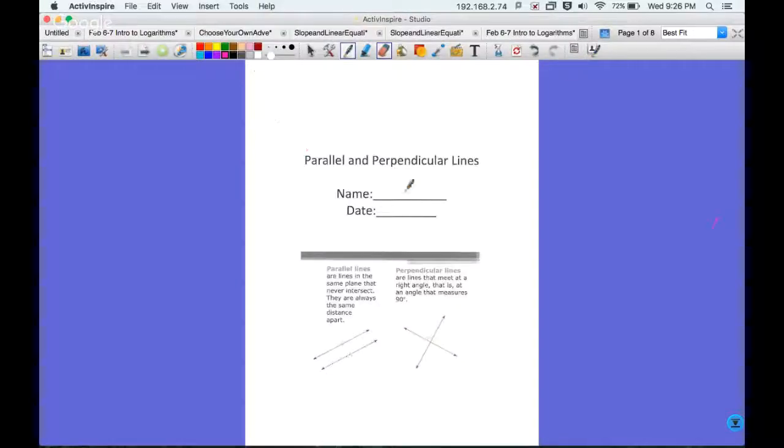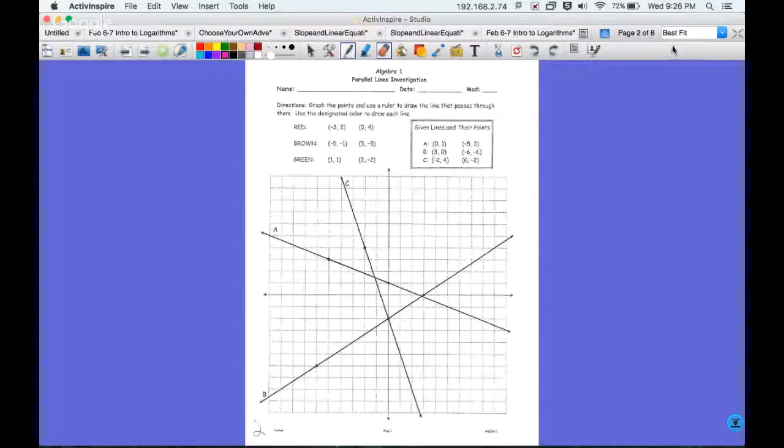Hello and welcome. This is going to be our homework help video for the parallel and perpendicular lines investigation. Let's go through page number 2 here. Our directions are to graph the points and then use a ruler to draw a line that passes through them. Use the designated colors to draw each line.